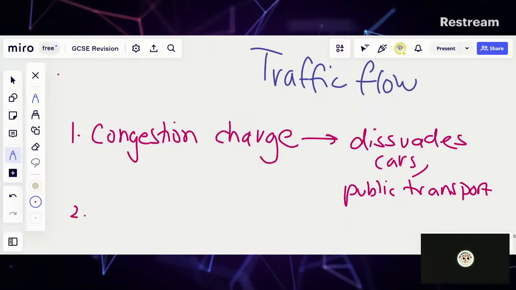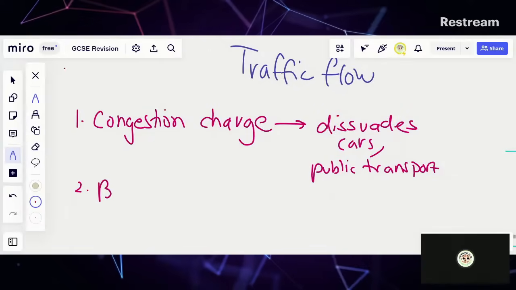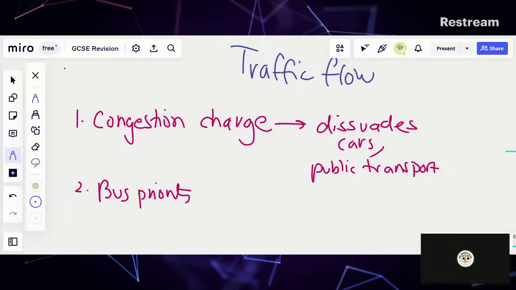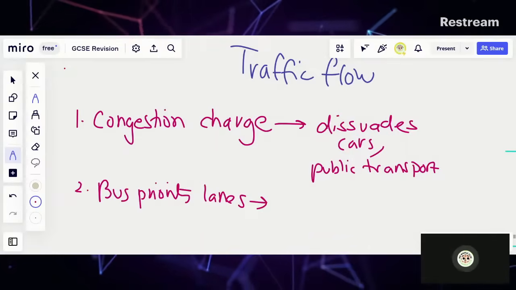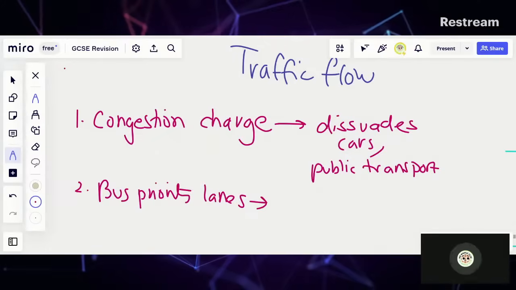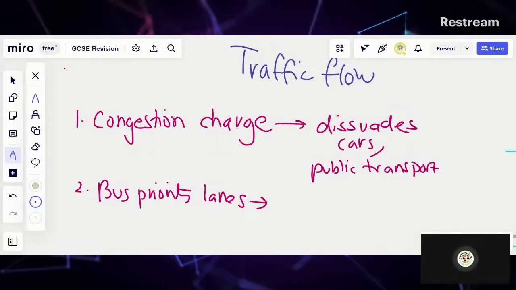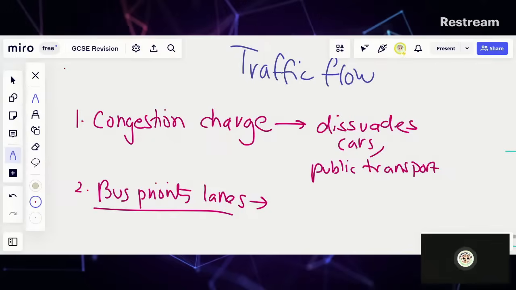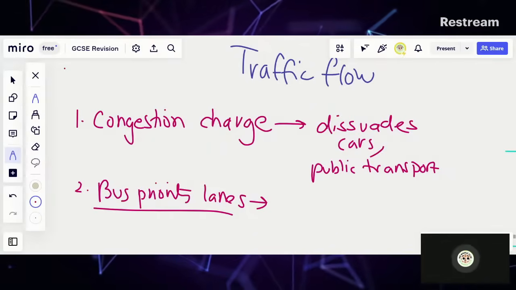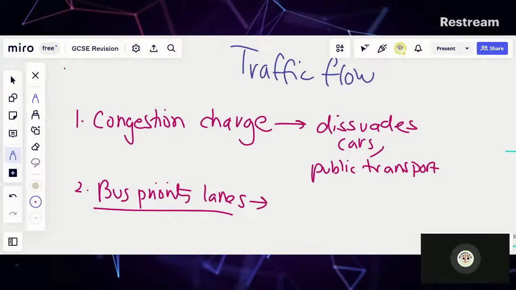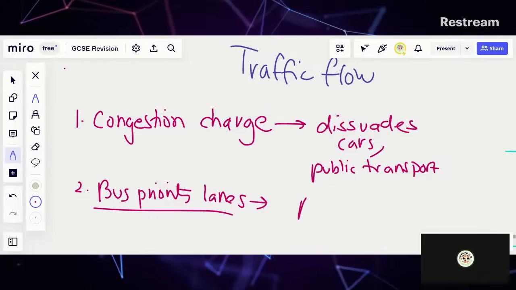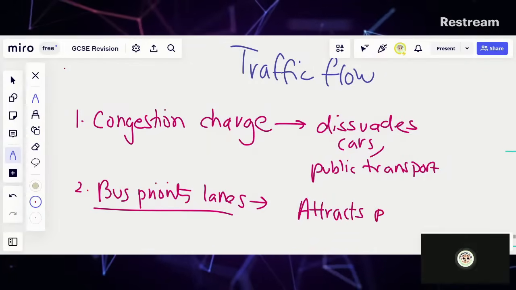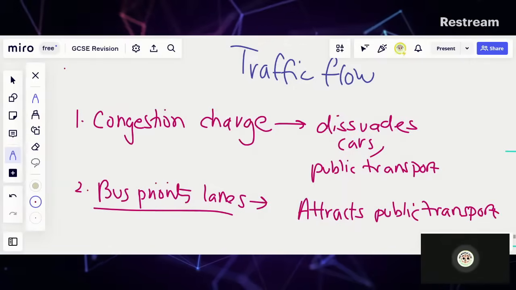Now, another method used is bus priority lanes. If there's lots of traffic, then a lot of people on public transport that happens on roads, such as buses, will still get delayed and affected, even though they are making a better choice. So, bus priority lanes allow those people who are making a better choice by taking public transport to take precedence and therefore stop them from being late in the traffic. Therefore, it attracts people to use public transport because it gives them leverage, as they won't be late for work and they won't be stuck in a traffic jam.